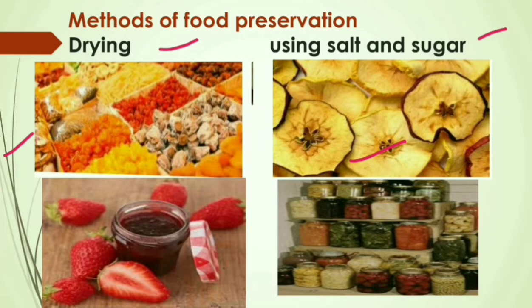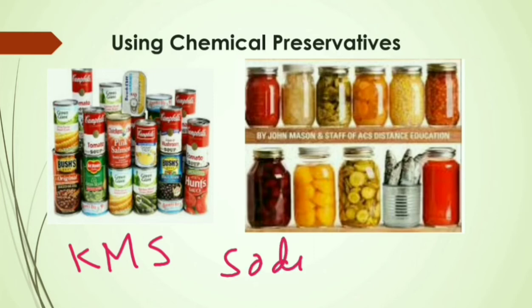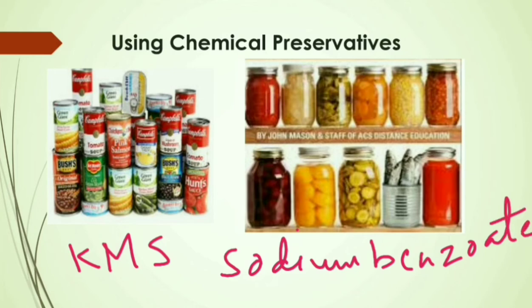Then we have got another method using salt and sugar. In jam, jellies, pickles, etc., we use more amount of salt and sugar because they also prevent the spoilage of food. Then we have got chemical preservatives like sodium benzoate and potassium metabisulfite. These are two chemical preservatives, known as KMS, potassium metabisulfite, and sodium benzoate. These are some of the chemical preservatives which preserve the food for a longer time.